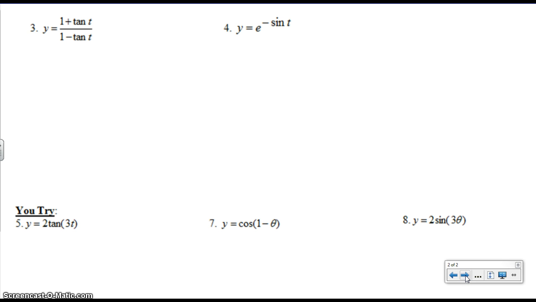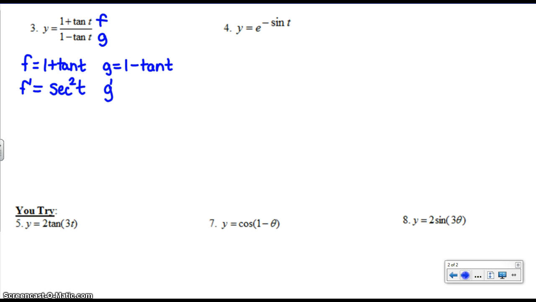Okay, the next example we're going to look at, number 3, 1 plus tan t over 1 minus tan t, is clearly going to involve the quotient rule because we have division. So our top function is our f, our bottom function is our g. So let's list out our f and our g, and let's take the derivatives of f and g. So f prime, 1 goes to 0, and tangent is now going to go to secant squared of t. Same thing with g prime, 1 goes to 0. Negative tangent is going to go to negative secant squared of t.